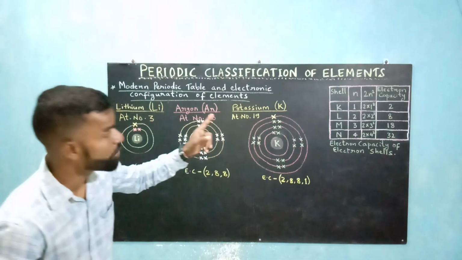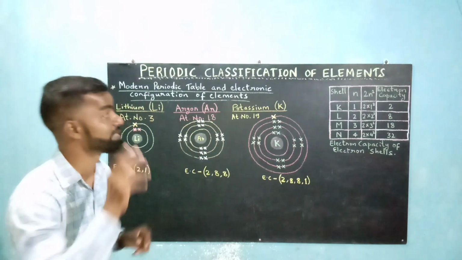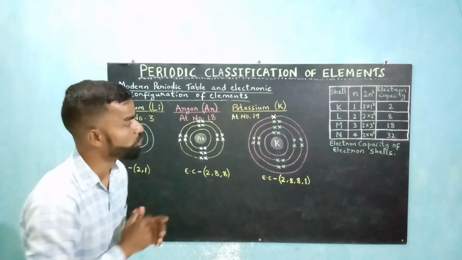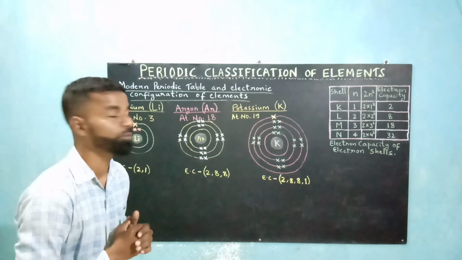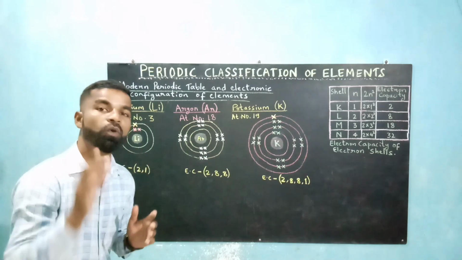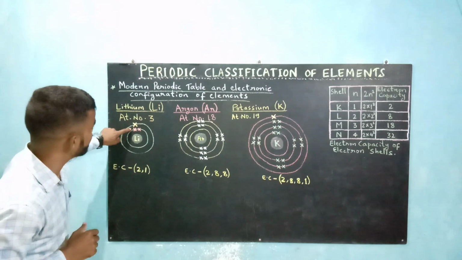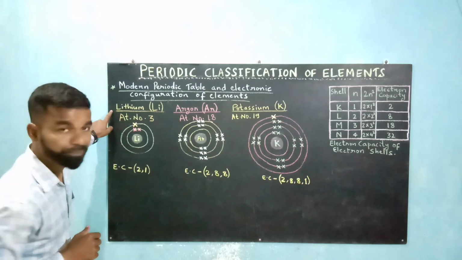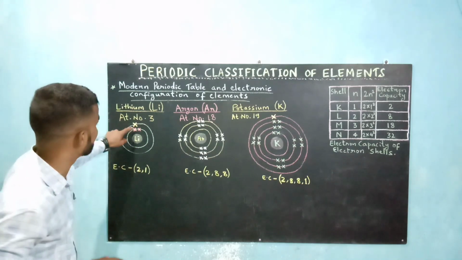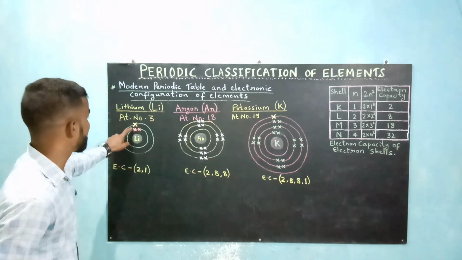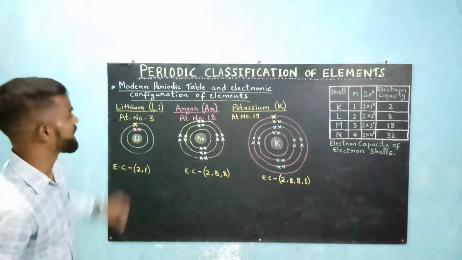The first shell can hold up to only 2 electrons. That is its maximum capacity. L, the second shell, can hold up to 8 electrons. The third shell can hold up to 18, and the fourth shell can hold up to 32 electrons. So there are only 2 electrons placed in the first shell of the lithium atom. The remaining electrons have to be placed in the second shell. So the third electron is placed in the second shell.